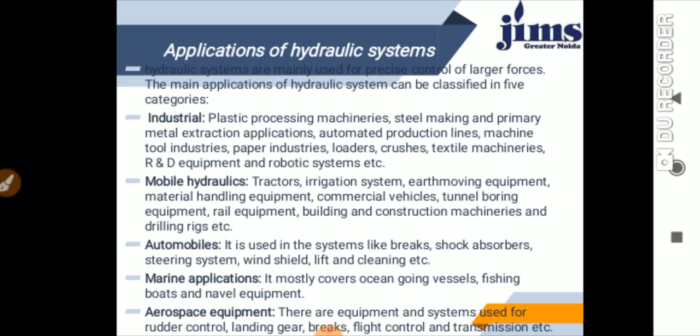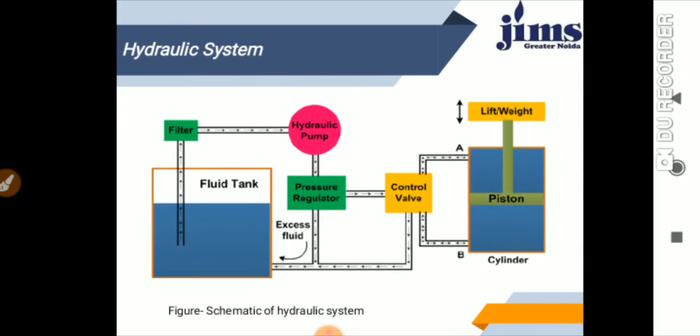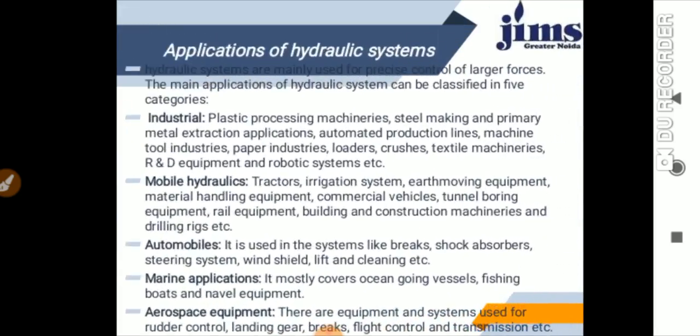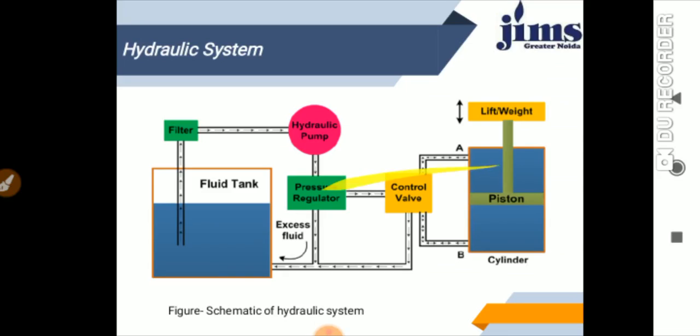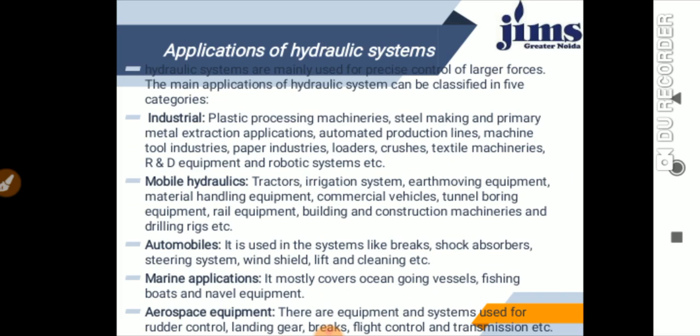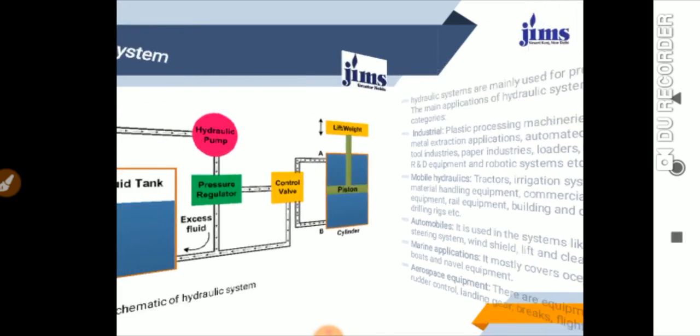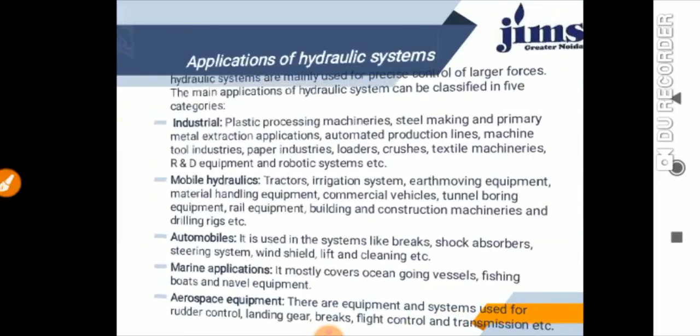Industrial applications include plastic processing machinery, steel making, and primary metal extraction applications, automated production lines, machine tools, industries, paper industries, loaders, crushers, textile machineries, research and development equipment, and robotic systems. All these categories come inside the industrial application.